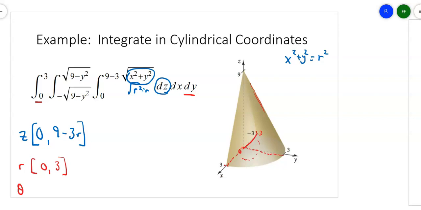And then your theta values. Where does theta go? Well, you only want half the circle, so half the circle goes from 0 to pi, right? Why? Because it's a half circle. If I wanted the whole circle on the base, I'd go from 0 to 2 pi, but I only want half the circle, so I'm going from 0 to pi.